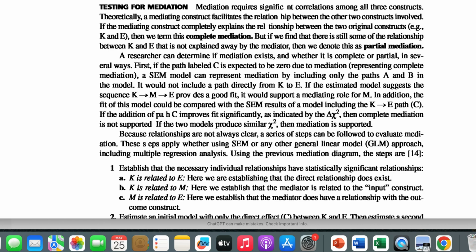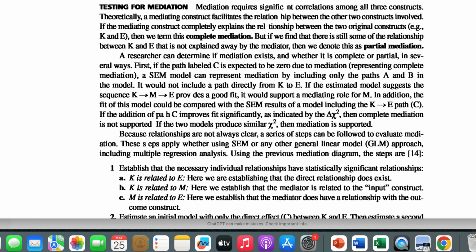a mediating role for M. In addition, the fit of this model could be compared with the structural equation modeling results of the model including the K to E path C. If the additional path C improves fit significantly, as indicated by the chi-square, then complete mediation is not supported. If the two models produce similar chi-square, then the mediation is supported.